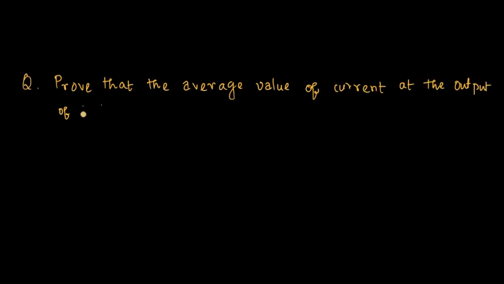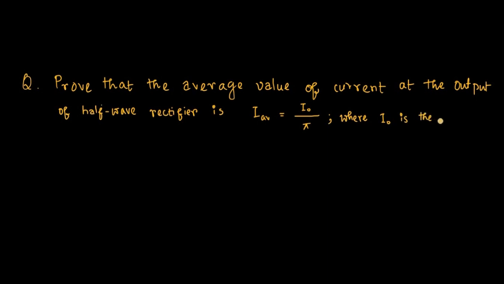Prove that the average value of current obtained at the output of a half-wave rectifier is IAV equal to I0 by pi, where I0 is the peak value of current.